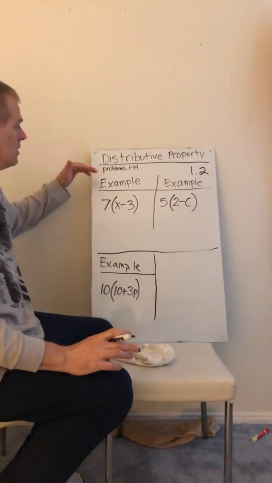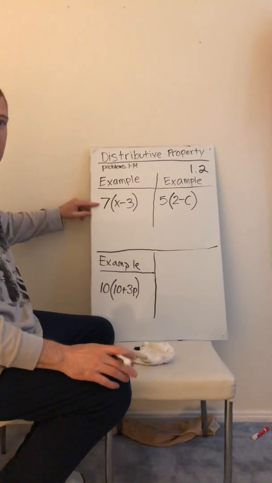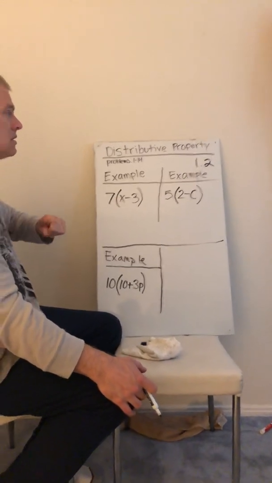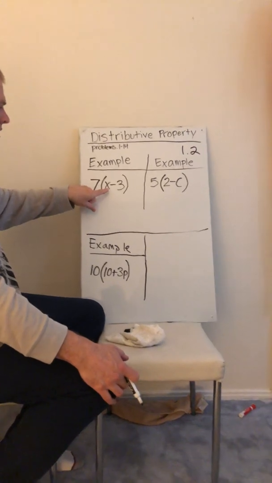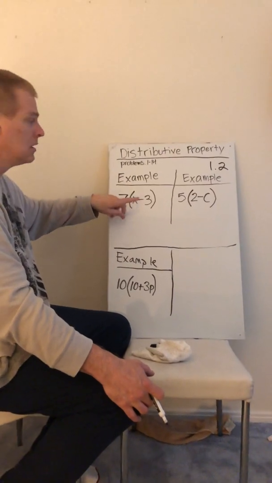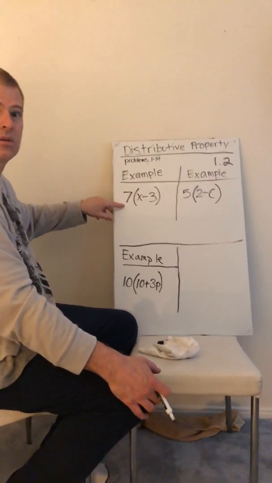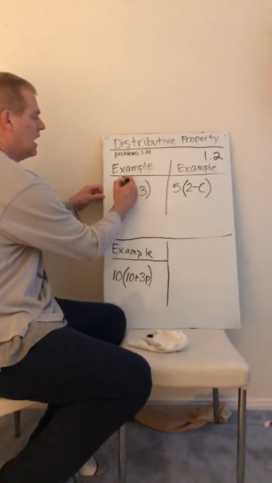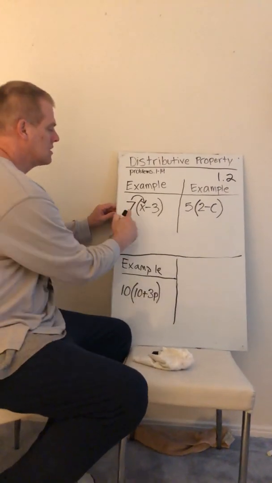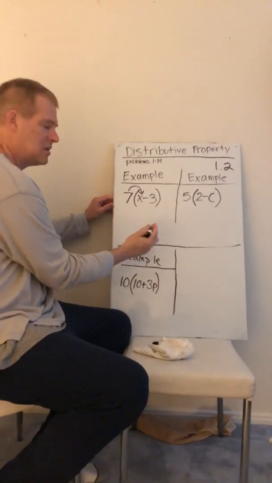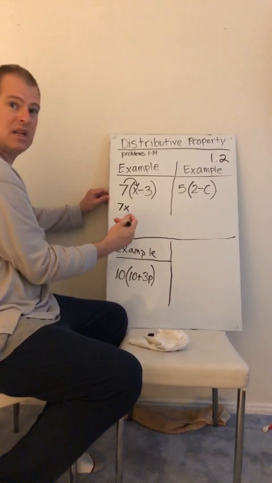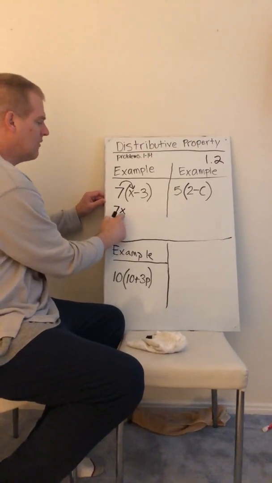The first example that I'm going to be working on is the 7 on the outside of the parentheses, and I have x minus 3 on the inside of the parentheses. Since we cannot subtract x minus 3, which is what is inside the parentheses, we have to go on to the outside, which is multiplication. So the first step is to multiply the 7 times the x, and when we multiply, we stick them together. Since we cannot multiply a 7 times an x because we don't know what x is, we get 7x.